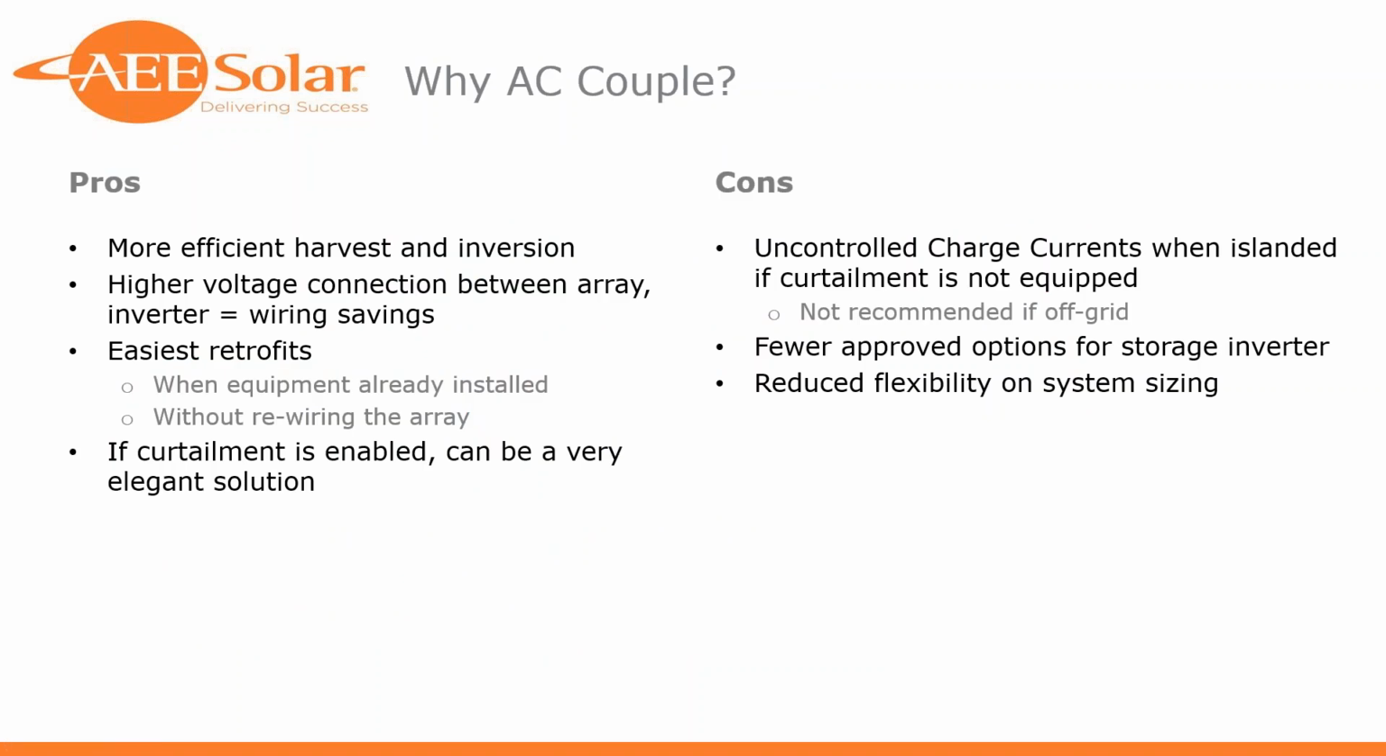Now let's talk about why AC couple. So on the other side, kind of belabored this point now, but more efficient harvest and inversion. A modern PV inverter is going to be much more efficient for powering concurrent loads. We touched upon this point already, but higher DC bus voltage between, call it the array, all the way through to the battery inverter.